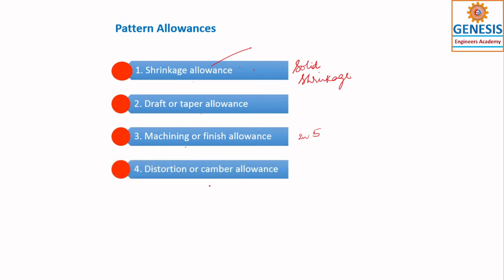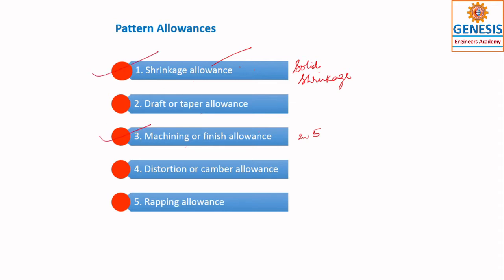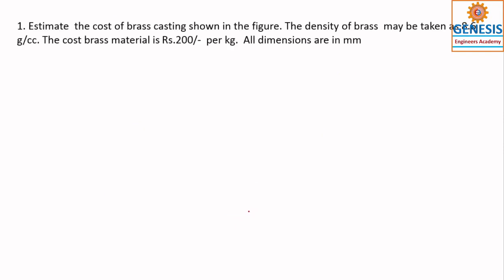And this is called distortion or camber allowance. The other one is called warping allowance. Out of all these, these two are very important while estimation. The other allowances are to facilitate the removal of the pattern and to keep the mold cavity intact. Now I will explain what is the cost of this work.